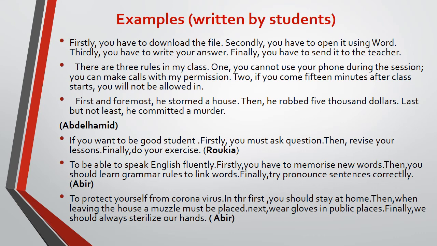Well, we can say to be able to speak English fluently, comma, firstly you have to, and then we continue with a small letter, or we complete the first one. We say to be able to speak English fluently, you can use many techniques. Full stop. Firstly, you have to memorize new words. Then you should learn grammar rules to link words. Finally, try to pronounce sentences correctly.